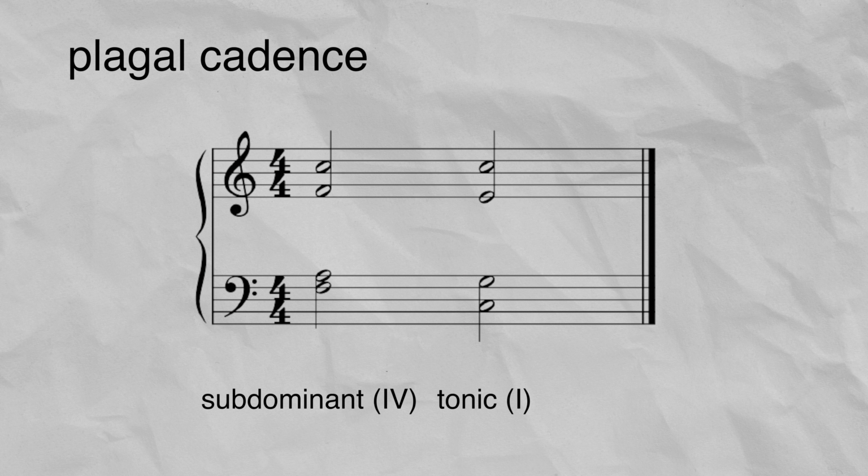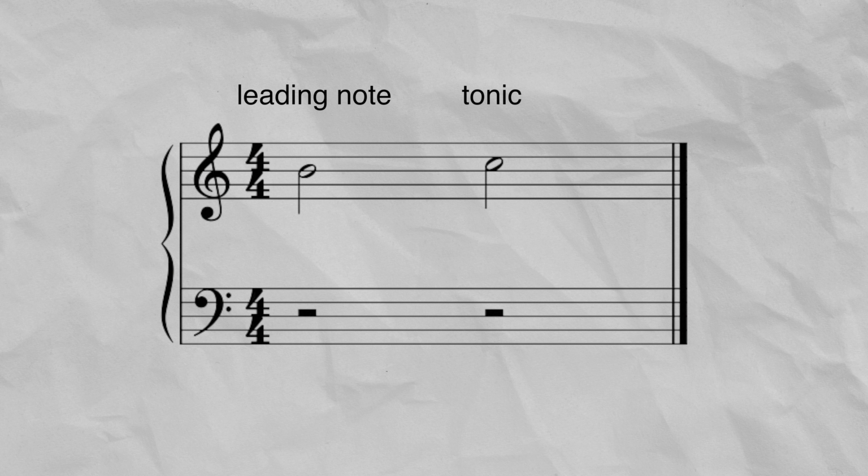Next, we have the plagal cadence. This is when the subdominant chord is followed by the tonic chord. It still has a sense of resolution, but not as much as the perfect cadence, because it doesn't have that leading note resolving to the tonic. It's still another way of arriving at the tonic chord or at the key center, but it doesn't necessarily create a definite phrase ending.